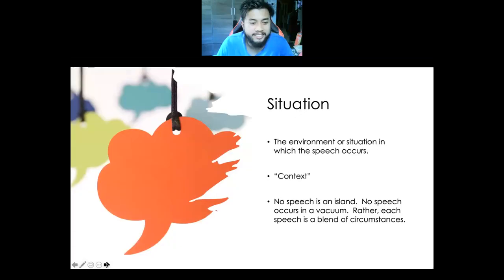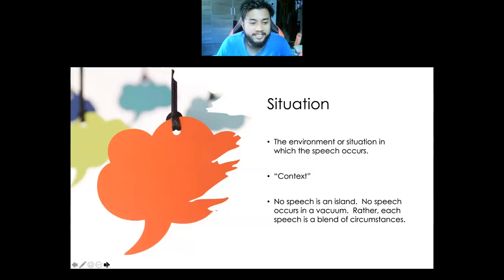Okay, and the last one in the process is situation. The environment or situation in which the speech occurs, meaning the context. No speech is an island. No speech occurs in a vacuum. Rather, each speech is a blend of circumstances. So you need to make sure what the situation is all about. So no speech occurs in a vacuum, there's no such thing happening in that situation.